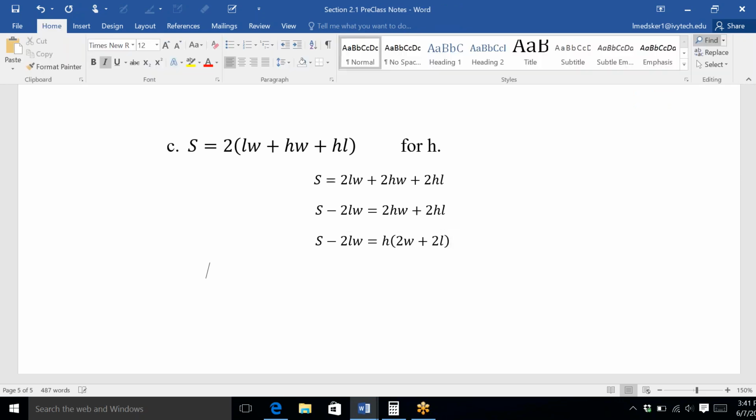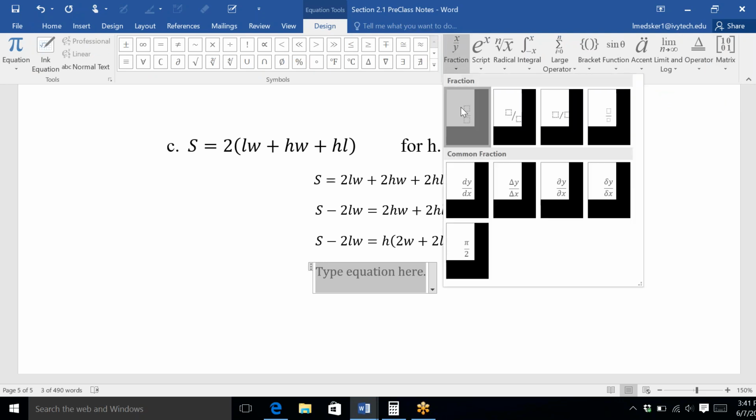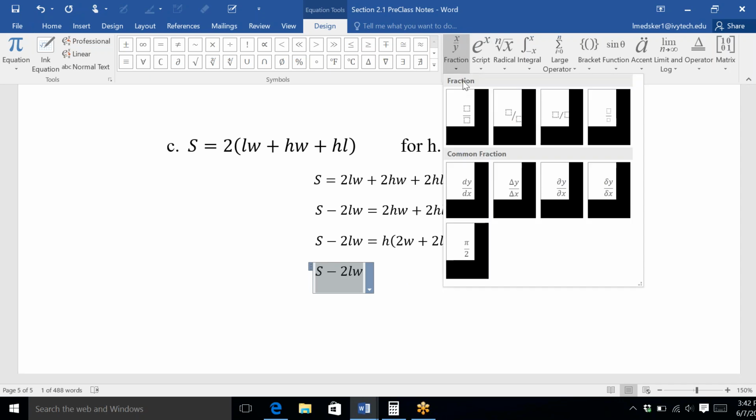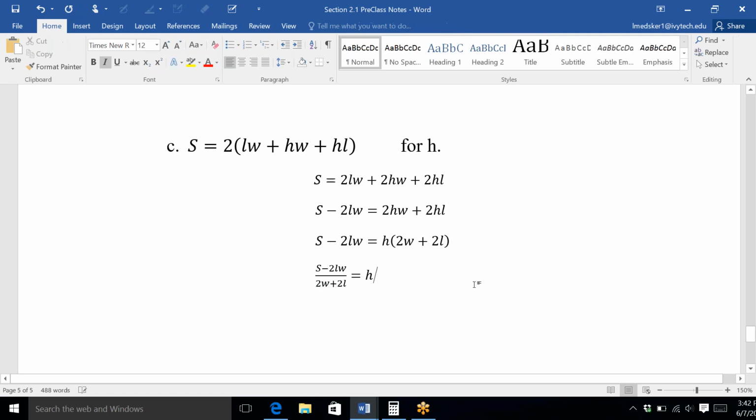And then our final step to get H by itself would be to divide that parentheses over to the other side. So on top of my fraction on the left, I have my S minus 2LW, that is supposed to be capital, and then on the bottom I would have that 2W plus 2L that's divided over from the right side. There we go. So 2W plus 2L, and that whole thing would equal H. All right, that is the end of this section.